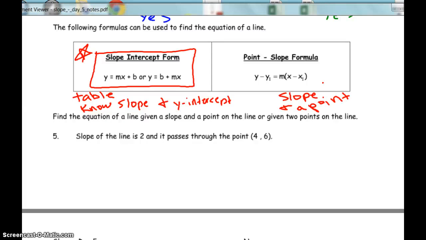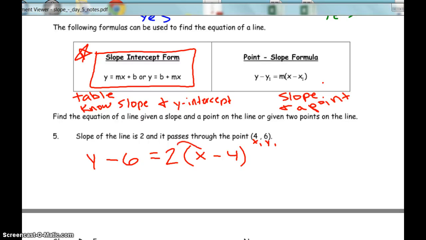So we have y minus y1. Our y1 would be 6. y minus 6 is equal to, our slope is 2, times x minus x1, which is 4. So now this looks like we can't graph this yet, so we want to go ahead and complete what we know using PEMDAS and our properties.